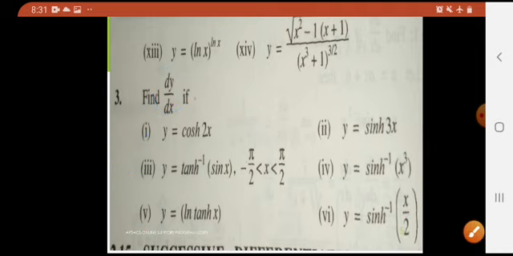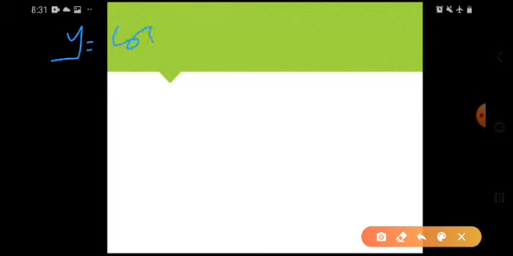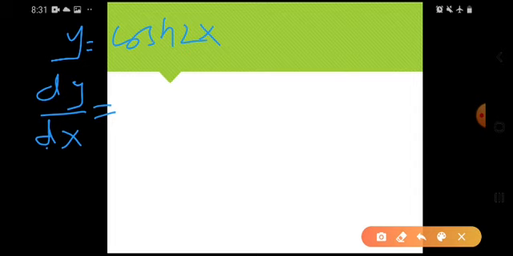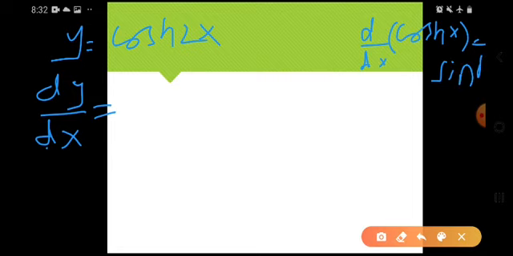Okay, y is equal to cos hyperbolic 2x. This is the first question. Y is equal to cos hyperbolic of 2x, right? I have to find dy by dx, meaning the first derivative. So I'll be differentiating on both sides with respect to x, so that would be dy by dx equals to, now we just learned that d by dx of cos hyperbolic of x is sin hyperbolic of x.